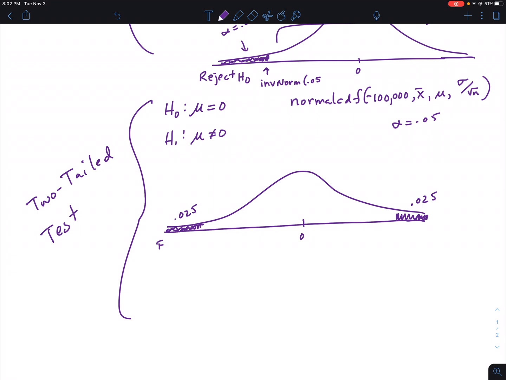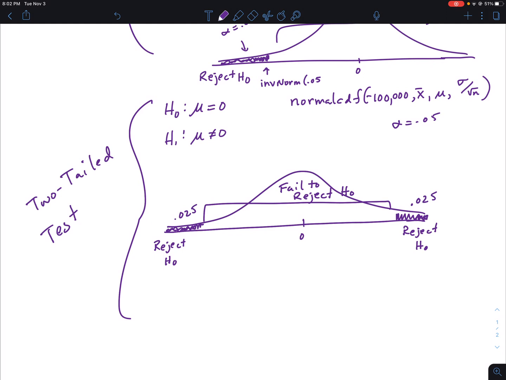So if I happen to be way over here on the left, good. I can reject H naught if I'm out in this area. Or if I'm way over here on the right, I can reject H naught on the right. So the only bad spot for me is this in-between area, and that's where we would fail to reject H naught.